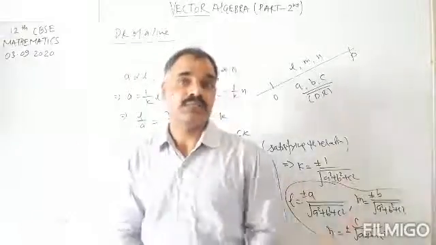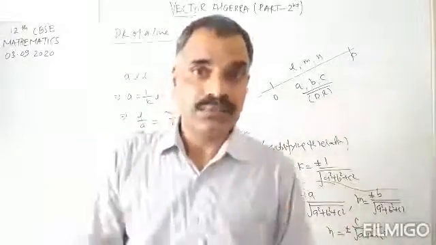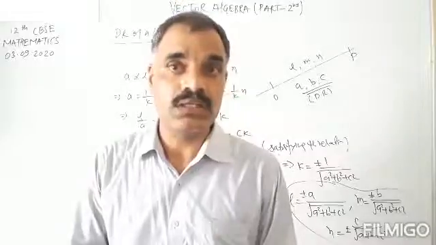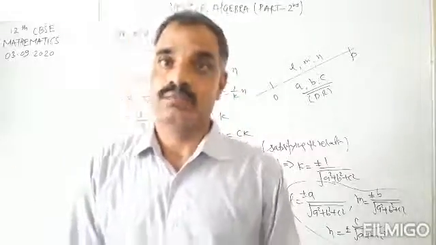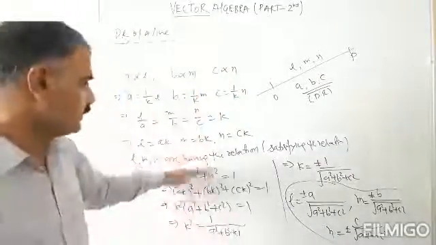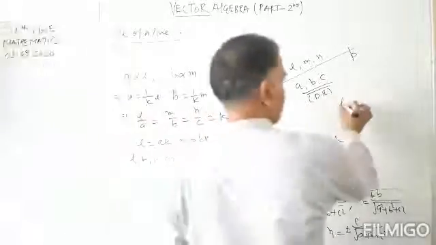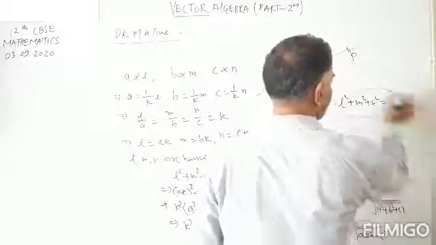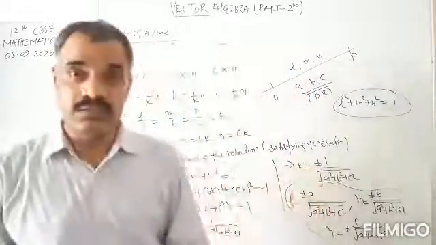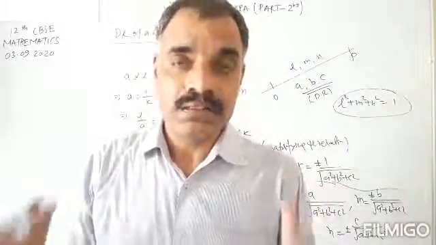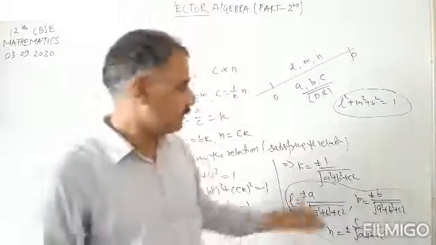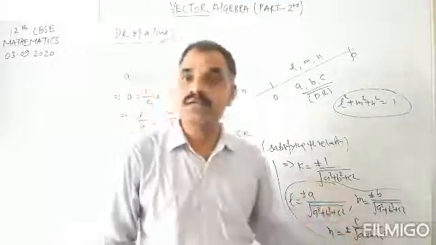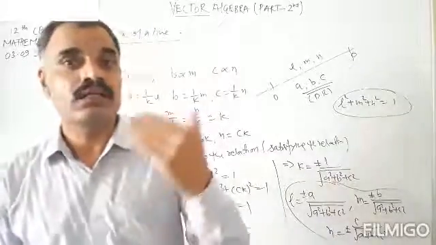These three are the relation between the direction ratio and direction cosine of the given line. Okay, and L square plus M square plus N square is equal to 1 is the relation between direction cosines. Relationship between direction cosines, and these three are the relation between direction cosine and direction ratio.